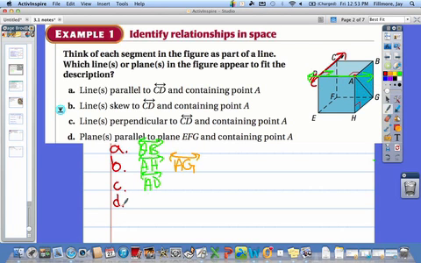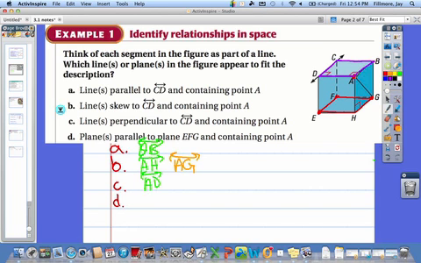And finally, choice D, a plane or planes that are parallel to plane EFG and contain point A. Well, if I were to outline EFG, so E, F, and G, all three of those points are on the bottom of our cube. So that's going to be the plane that's on the bottom. We want a plane that's parallel that contains point A. Well, the only plane that never intersects that bottom plane is our top plane. So the rest of them cannot be parallel because parallel planes never intersect. So in this case, it must be the one at the top. And since it contains point A, it satisfies our description.